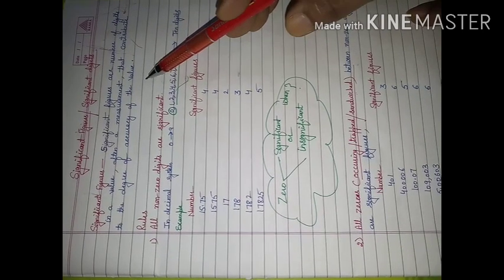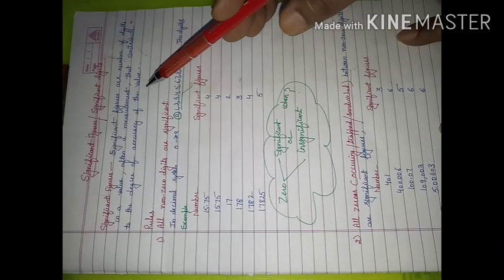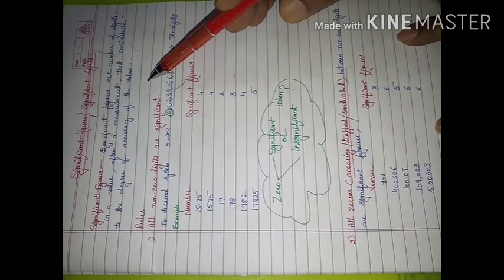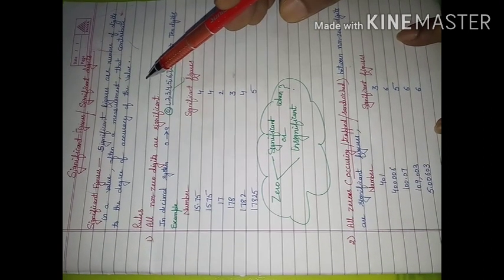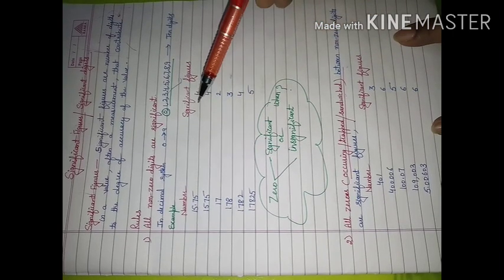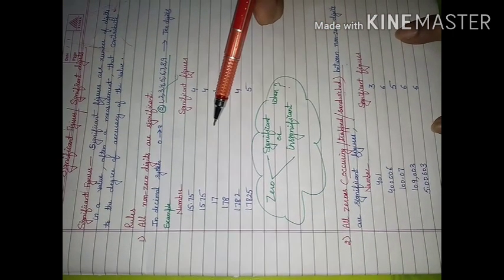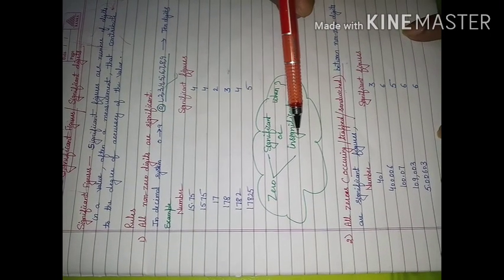Now the question is how to find out how many significant figures are there in the given measurement. To find the number of significant figures, we have certain rules. So we will consider all the rules one by one. We will do a few examples. Then we will consider collectively all the rules.